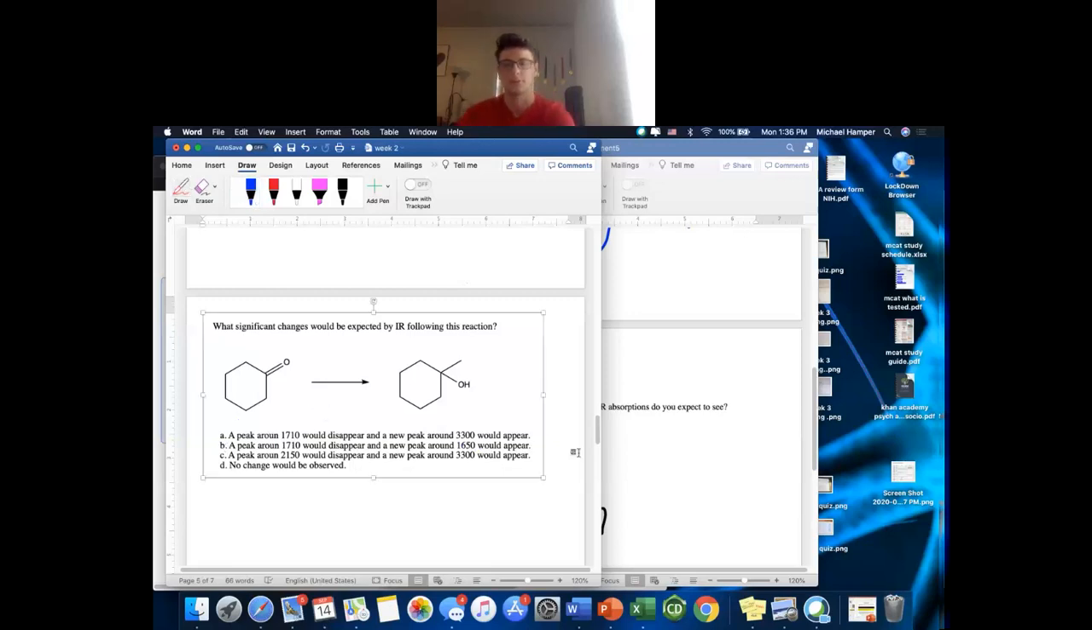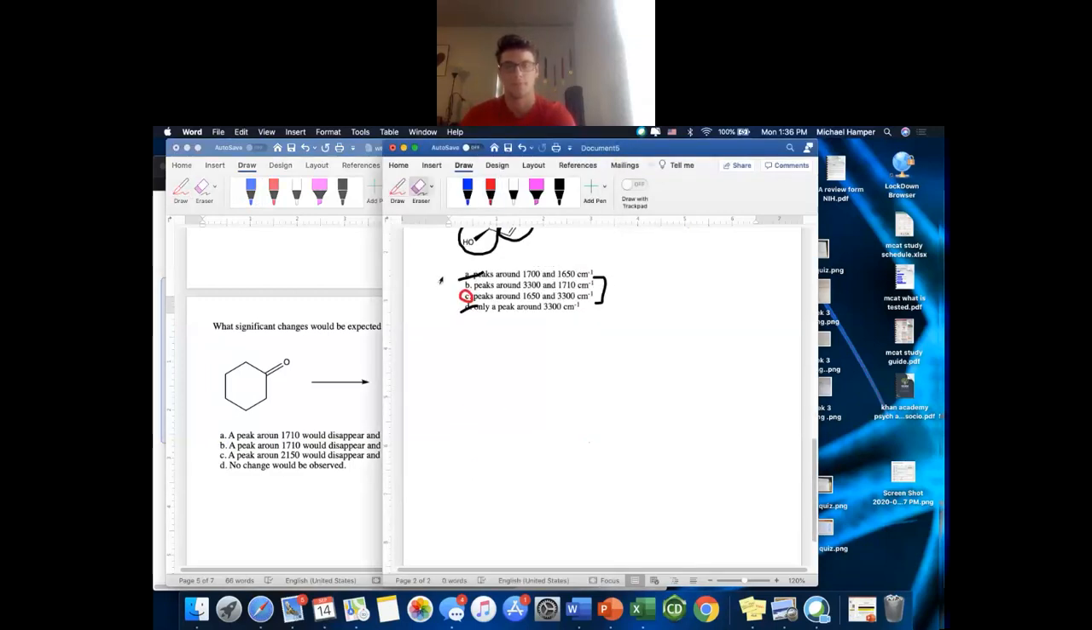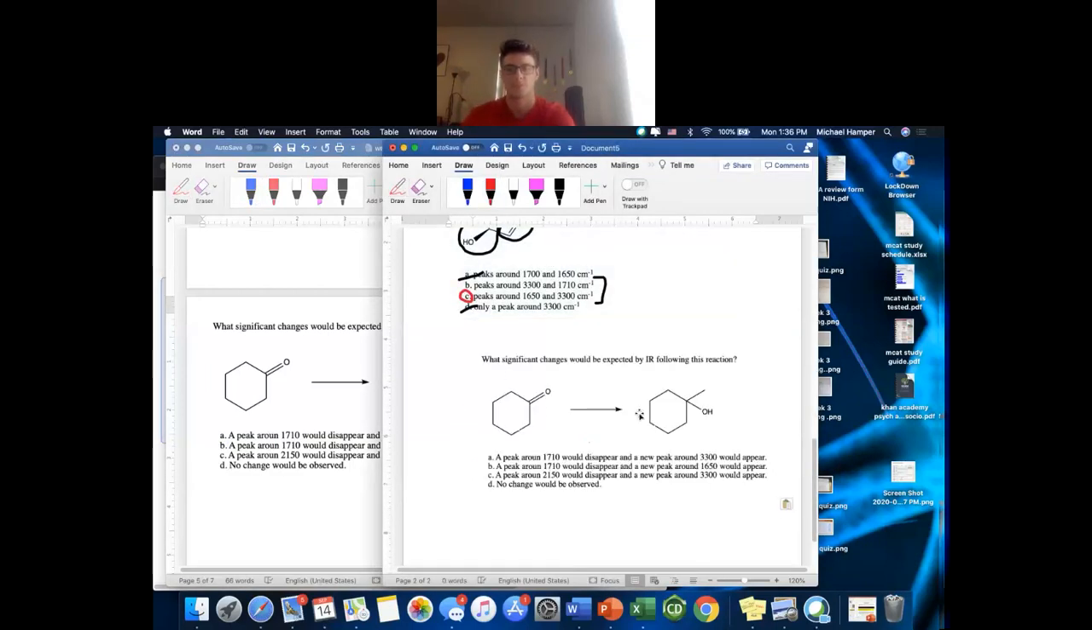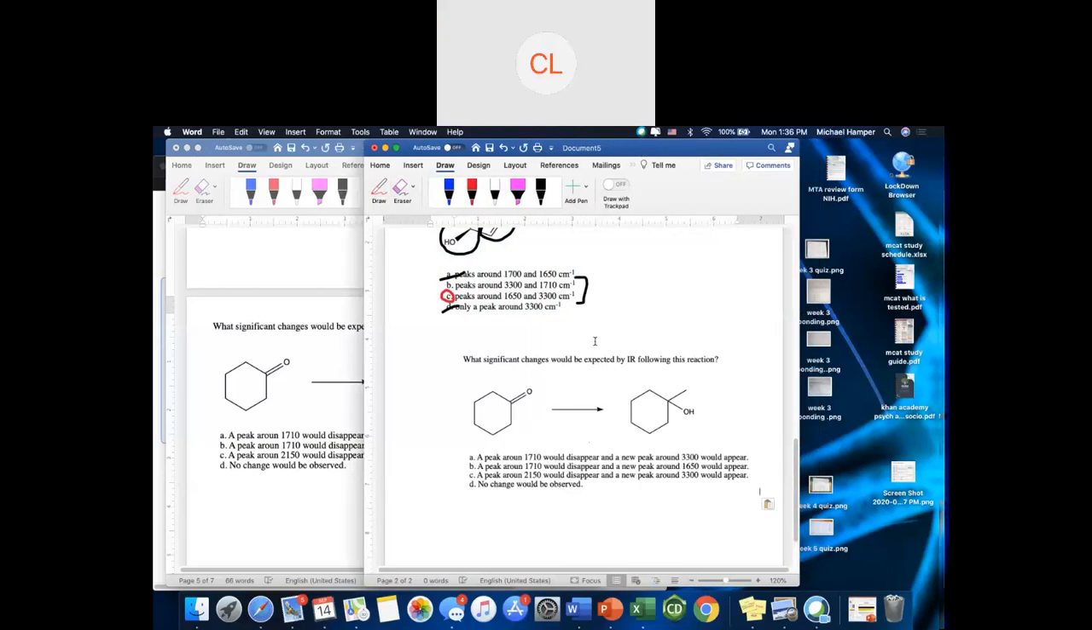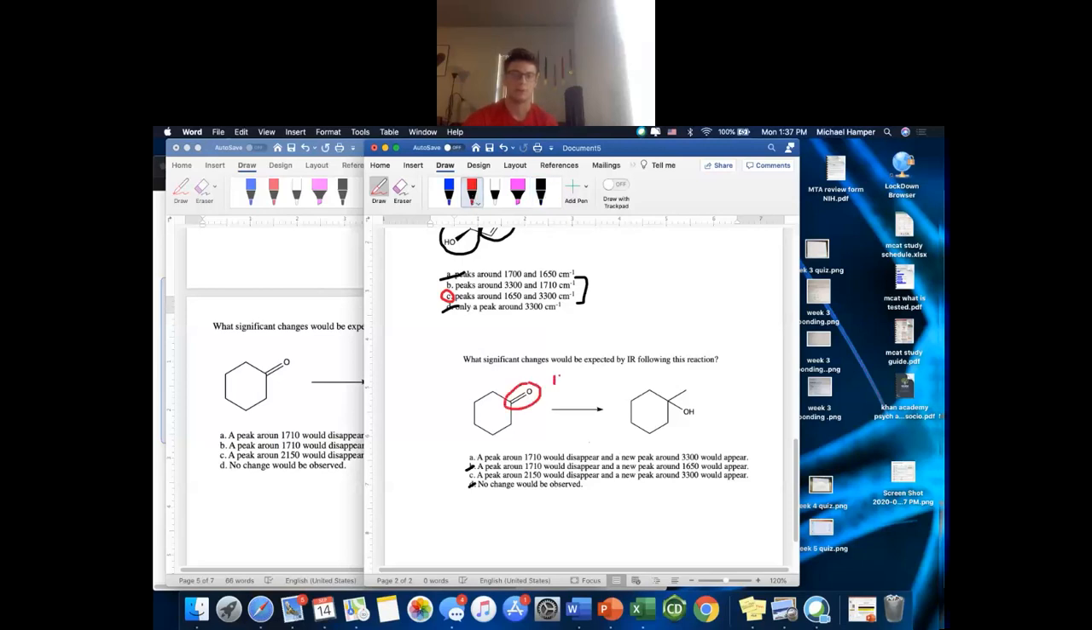I think it's A, because the double bond disappears. So the peak at 1710 would disappear, and that would be correct. So we eliminated B and D. She said that she sees a C double bond O and knows that is something around this, so she concluded A, which would be correct. Any questions on that?